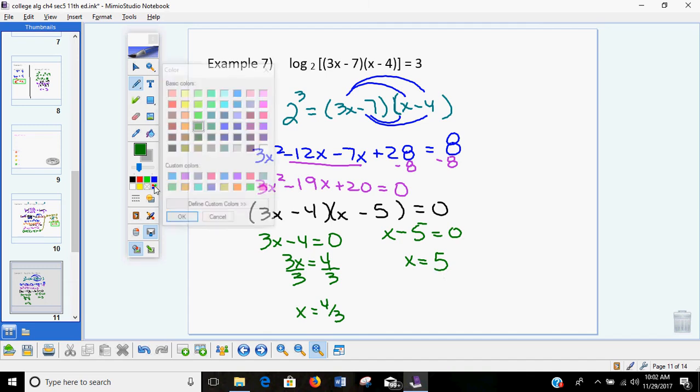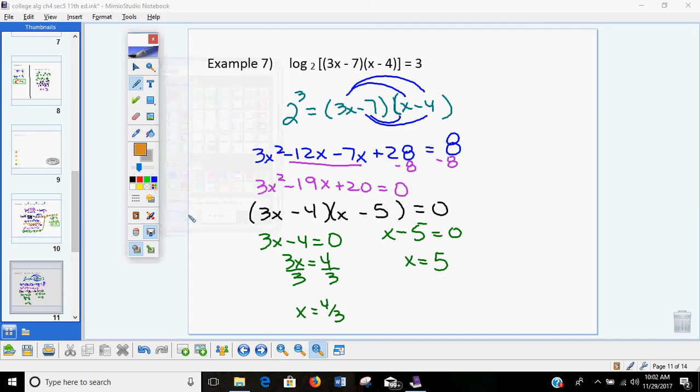Now remember, you want to check and make sure you're not going to get a negative. So you take the 4/3, you plug it in up at the top in the original, and you double check to make sure you're not going to get a negative log there, and you don't. You also check the positive 5 to see if you get a negative log, and you do not. Both of them are possible answers, so this time we keep them both.